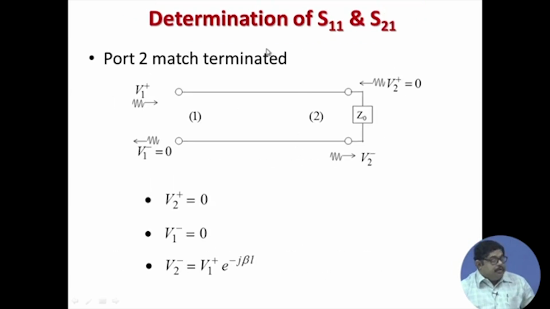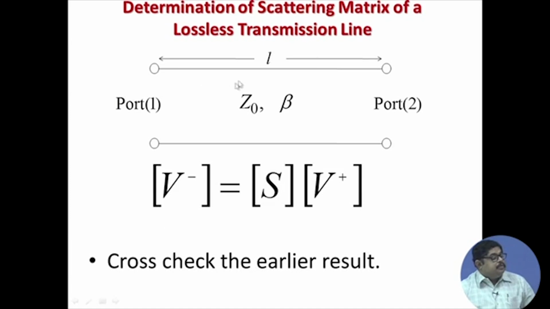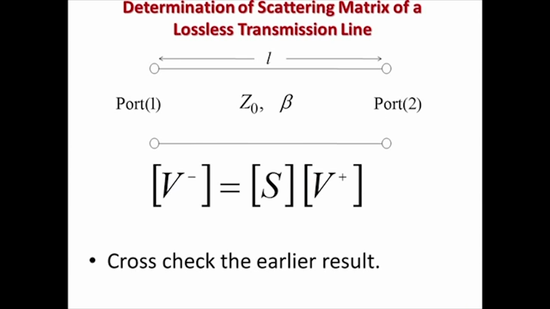Now, the previous formula we derived for the S parameter was from conversion from the ABCD parameter. Now let us see how we derive the scattering matrix of a lossless transmission line directly. Then if these two S parameters come out the same, we can cross-check the result. So here we will find the scattering parameters directly. We know how to do it.